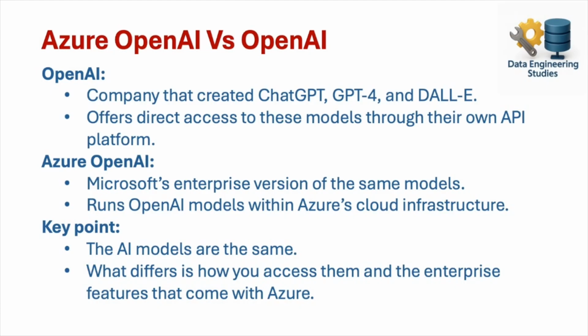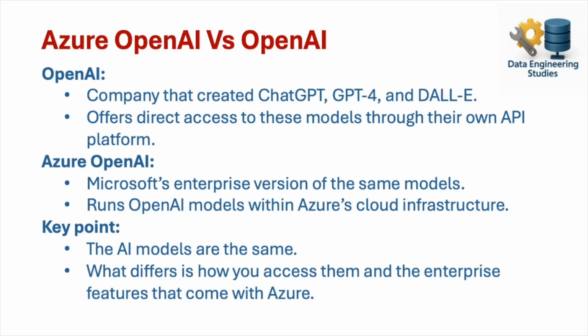ChatGPT is an AI chatbot created by OpenAI built on GPT, that is generative pre-trained transformer family of large language models. OpenAI offers direct access to these AI models through their API platform, whereas Azure OpenAI, on the other hand, is a Microsoft enterprise version. It takes these same OpenAI models and wraps them in Azure cloud infrastructure. It is like getting the same engine into a different car, one that is built for enterprise.